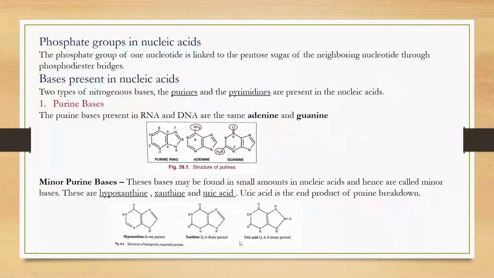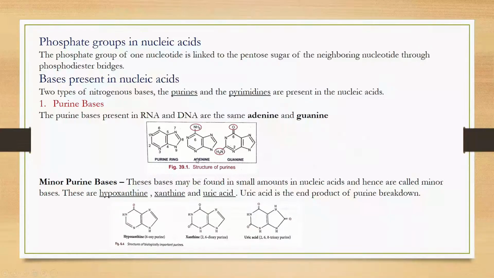Now, the bases present in the nucleic acids. Two types of nitrogenous bases, the purines and the pyrimidines, are present in the nucleic acid. The purine bases present in RNA and DNA are the same, adenine and guanine. Adenine is 6-aminopurine, and guanine is 2-amino-6-oxypurine. The numbering of this purine ring goes anticlockwise for the first ring, and then clockwise for the second ring.